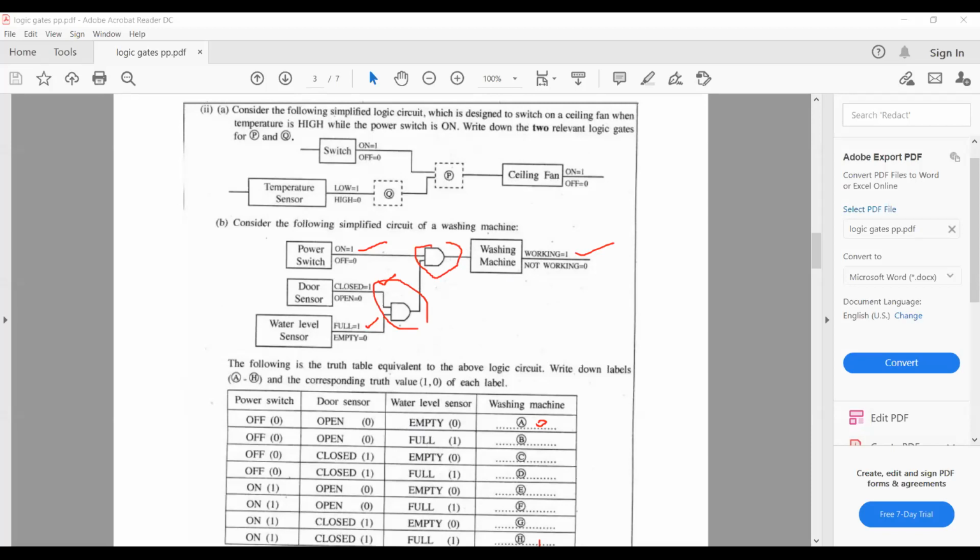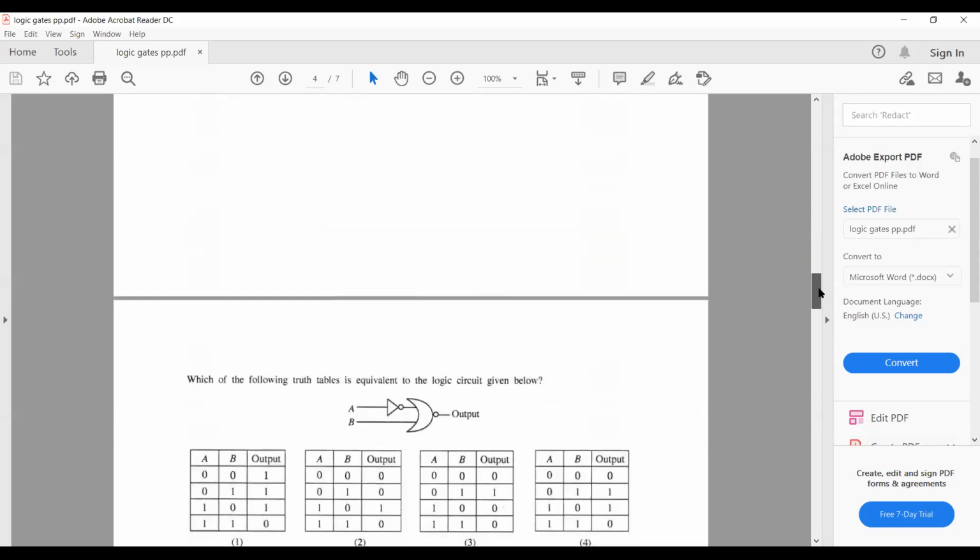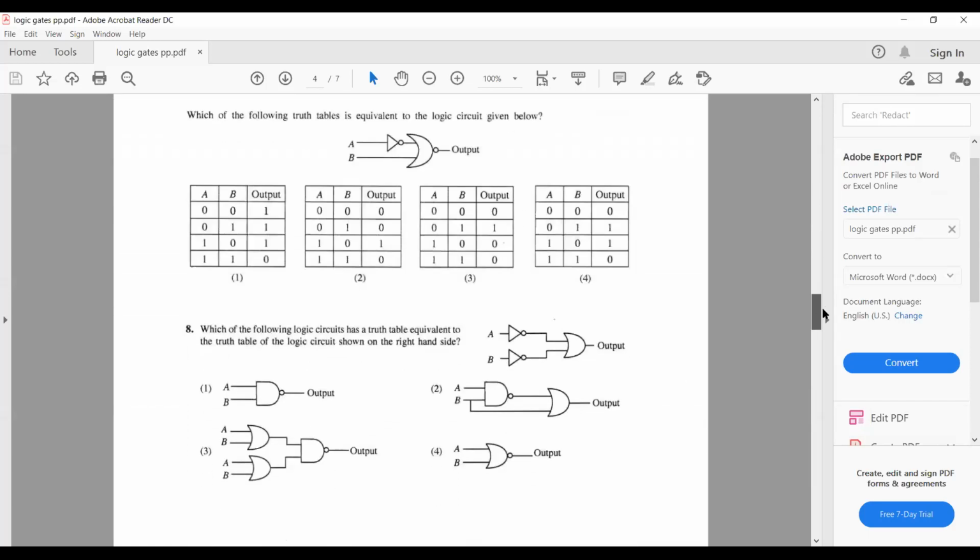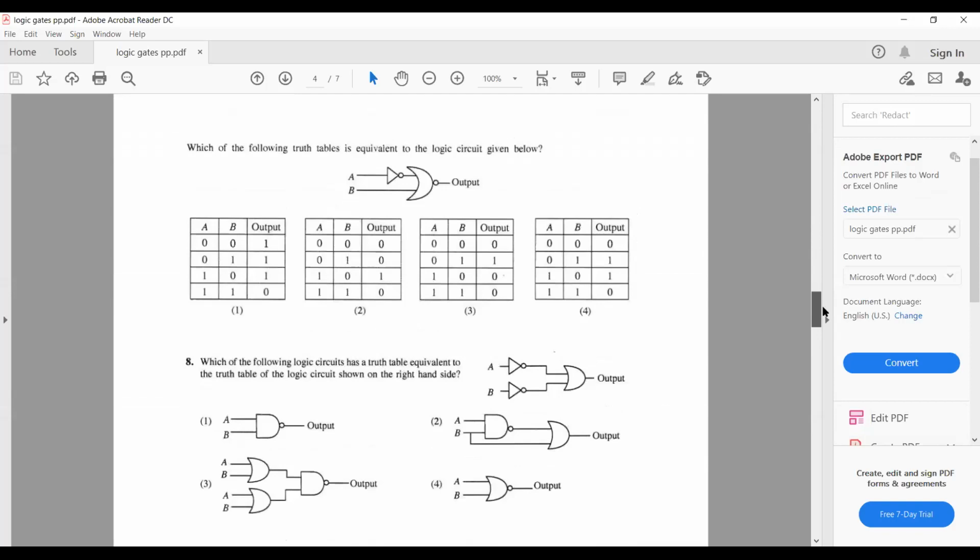Okay. Most of you have put the correct answers. Okay, I'm going to another question. Some MCQ questions. Okay, try to do them.